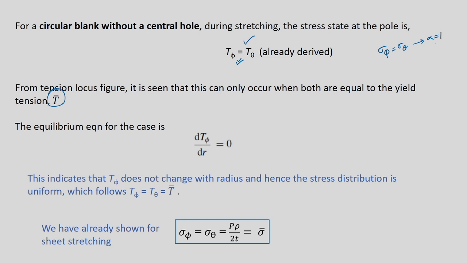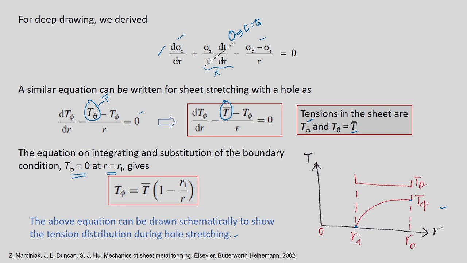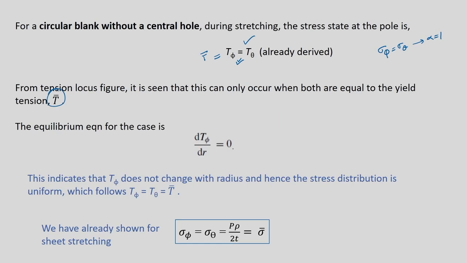It is also obvious because when you put alpha equal to 1 in that equation before, you will see that it leads to sigma phi equal to sigma theta equal to sigma bar, we said. Instead of that, we are writing T phi equal to T theta equal to T bar. So, now what will happen to this differential equation? This term will go off, this will be removed. We can simply say dT phi by dr equal to 0.